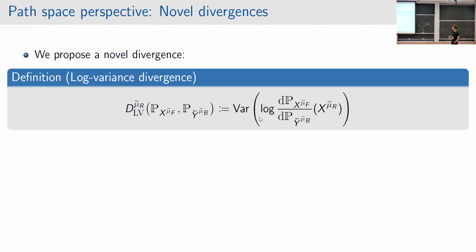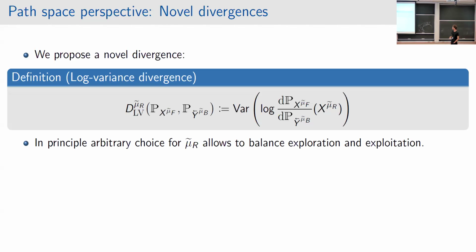So it's basically the variance of this log density here, and which is nice, it's with respect to a reference measure or reference drift here. So it's actually a family of divergences, right? I can basically choose where I want to evaluate this divergence. And this has some nice properties. First of all, I can choose this reference drift more or less arbitrarily, which allows for exploration or exploitation, or to balance these two. I don't need to differentiate through the SDE solver, which is nice from a numerical perspective.